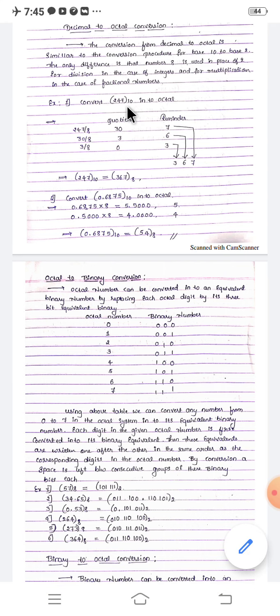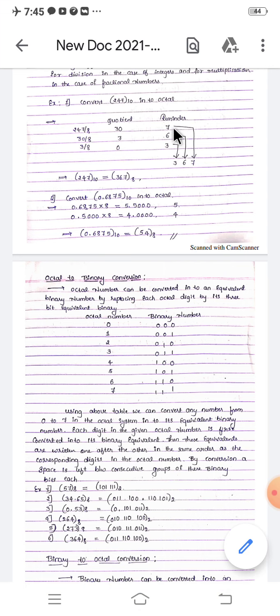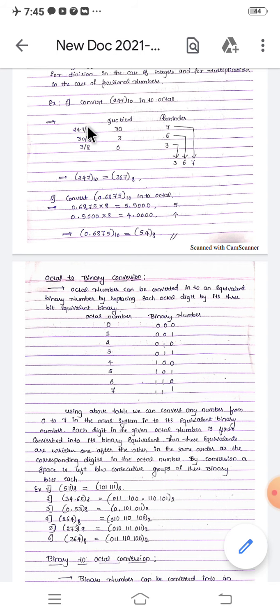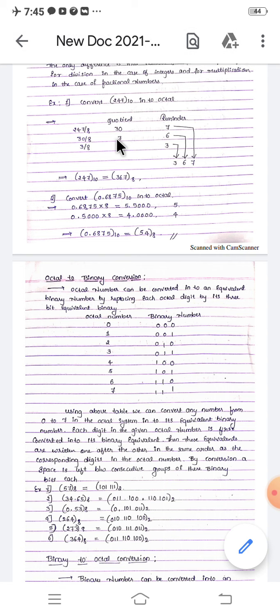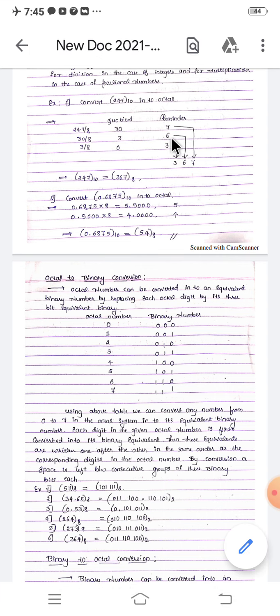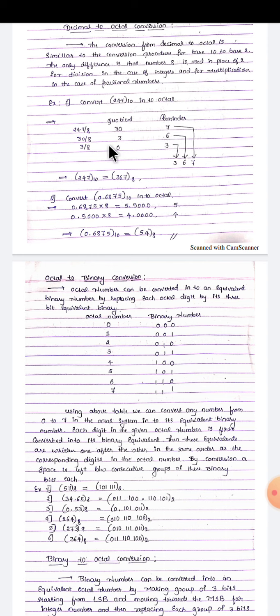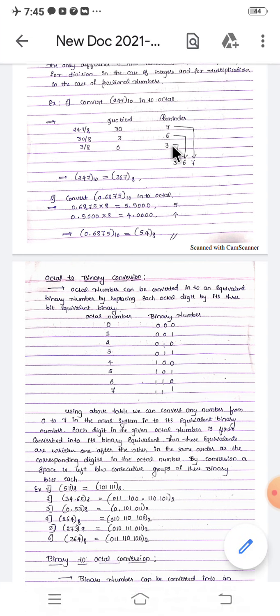In decimal to binary we have quotient and remainder, and we divided by 2. But now we have to divide by 8 for octal numbers. Here 247 divided by 8: 8 times 3 is 24, remainder is 7. Same as binary, but we divide with 8. Next 30 is the quotient, so 30 divided by 8. 8 times 3 is 24, 30 minus 24 is 6, remainder is 6. Next 3 divided by 8: quotient is 0, remainder is 3.